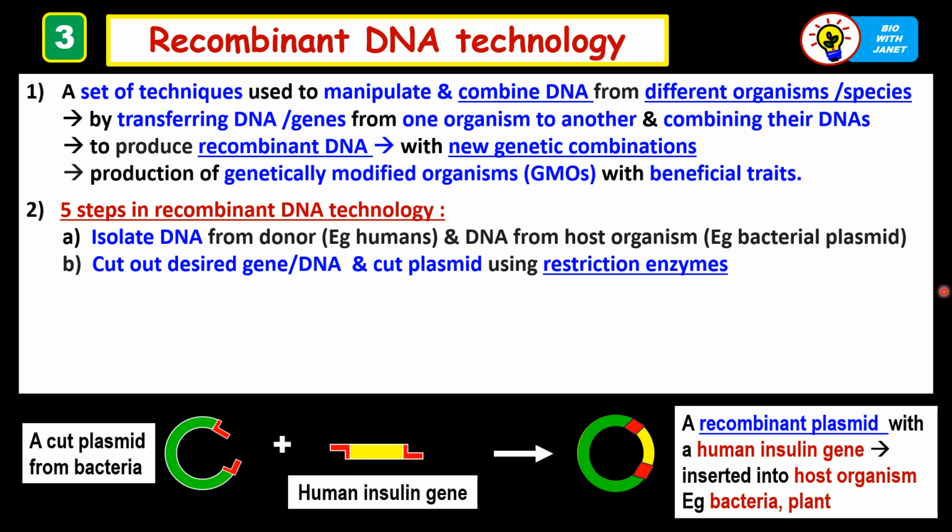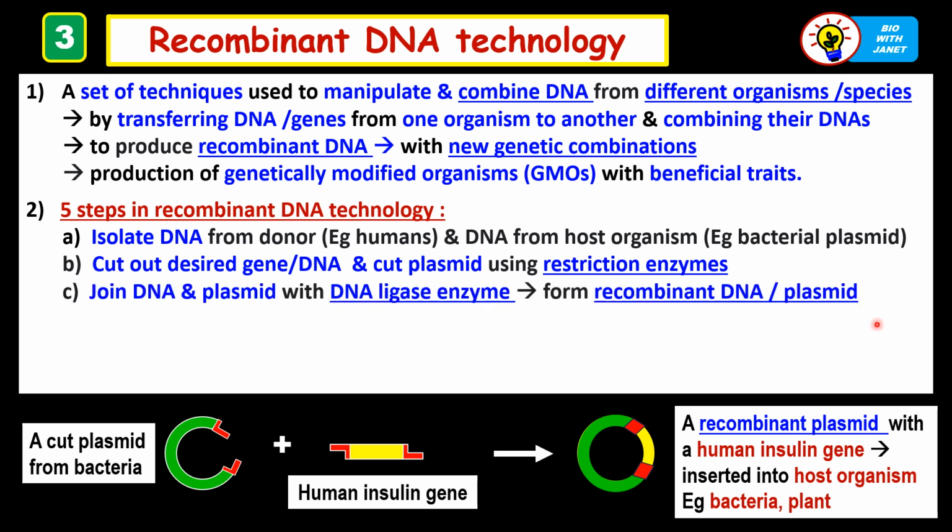Okay. Next, join the DNA from the donor, which is the human insulin gene in this case, and the plasmid. Join them together, not with glue, but with DNA ligase enzyme. Then you see these red parts here are the parts where the two strands of DNA have joined together. So that's not very important. The important thing is the green part and the yellow part. They are DNA from two different organisms. And the whole structure here is called a recombinant DNA or recombinant plasmid in this case. With a human gene inside the bacterial plasmid.